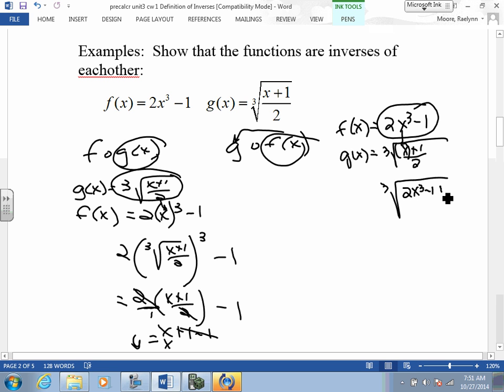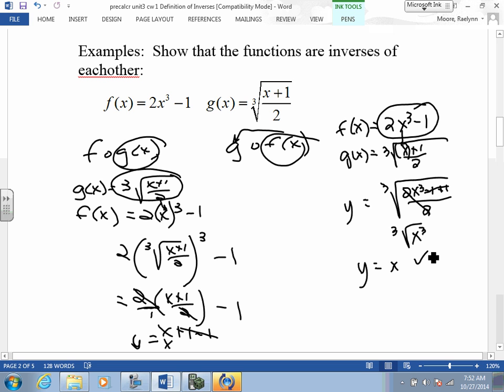Don't forget to keep your +1. And you're going to reduce. The 1s come out. What happens to the 2s? They cancel. So you're at the cube root of x cubed. What is the cube root of x cubed? X. So there's another one, y equals x.